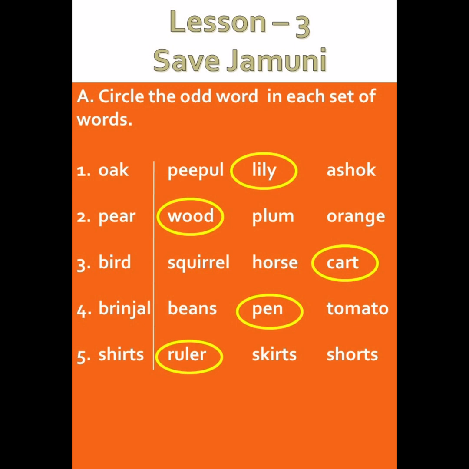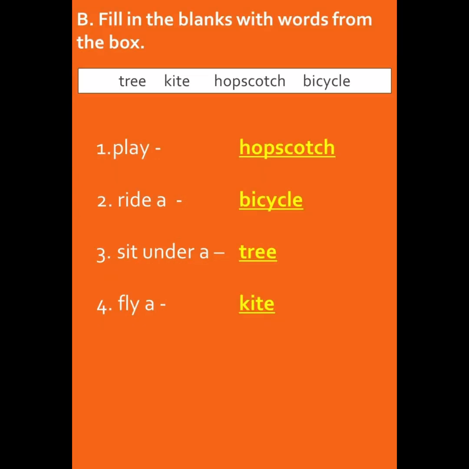Fill in the blanks with words from the box. Children, here are a few options in the box and you have to select the answers from these options. Tree, kite, hopscotch, bicycle. What is hopscotch? Do you know? This is an old playground game. This game is played in the playground. So shall we start? First one is play. The correct word for play is hopscotch.